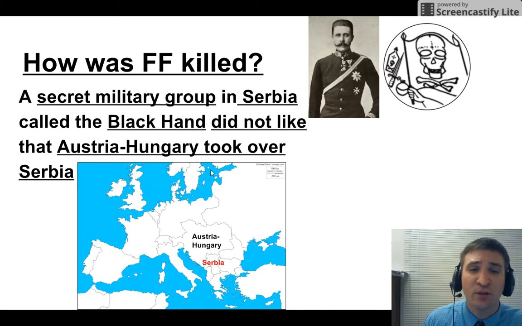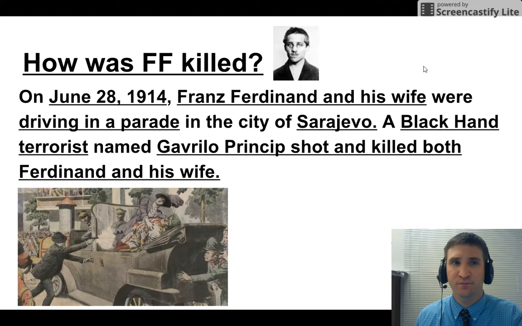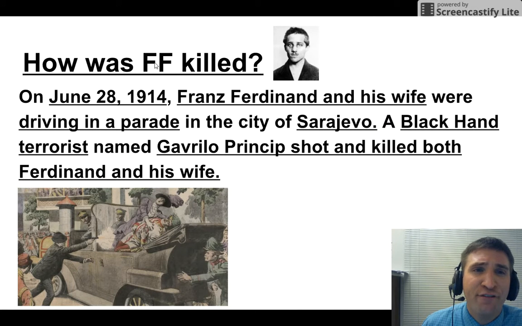How was Franz Ferdinand killed? On June 28th, 1914, Franz Ferdinand and his wife, there's Sophie, there's Franz, were driving in a parade in the city of Sarajevo. A Black Hand terrorist named Gavrilo Princip, there he is, there's the terrorist, shot and killed both Ferdinand and his wife. There's Princip shooting point blank range, about 3 feet away, both Franz and his wife Sophie.